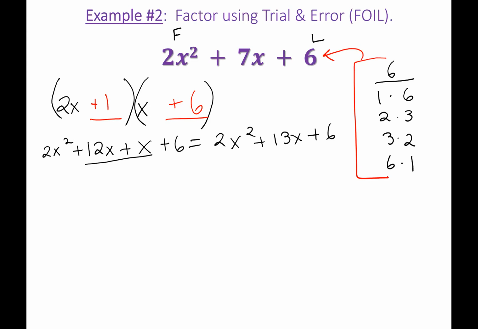So 2x squared plus 13x plus 6. I'm looking for that 7x to be in the middle term. It's not working. So good try, but no, that didn't work. Let's move on to the next possibility in my list here.